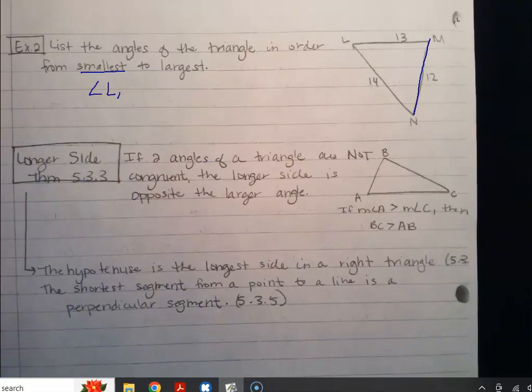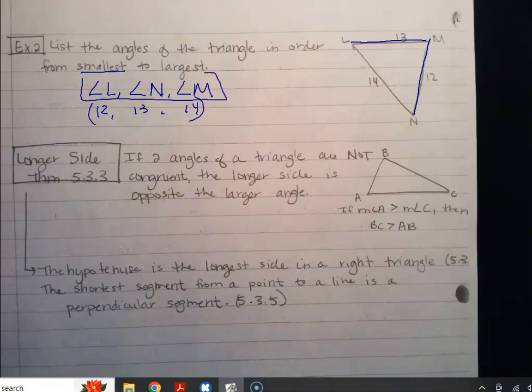And then what? Angle N, because it's opposite of LM. Good, so angle N. And then what's your last one? Angle M. Because the sides that relate are 12, 13, and 14. Those are the opposite side lengths. Good. Nice work.